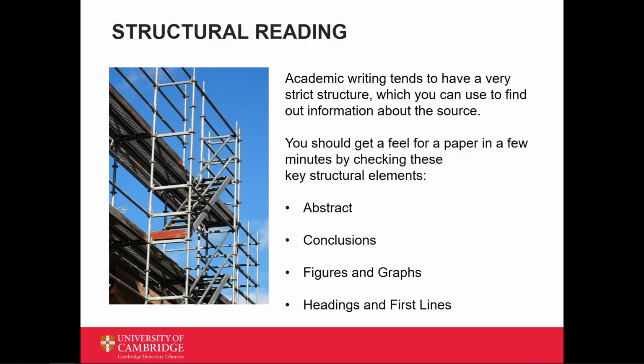You may be able to get a good sense of the data used and the arguments made just by looking at the figures in a paper. If the data doesn't seem relevant to your topic, you don't need to read any deeper. Then look at headings and first lines. Often academic writing is so structured that the first lines of sections or paragraphs will tell you exactly what the rest of the paragraph is about, so you can get a quick outline of the argument by only reading the first lines.